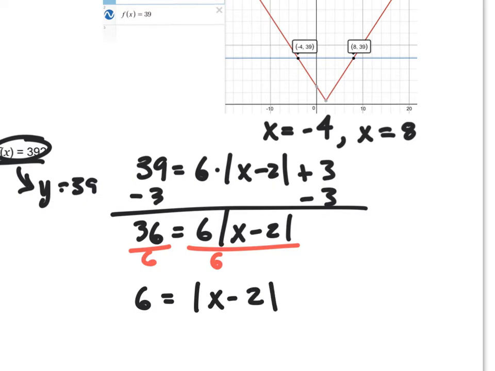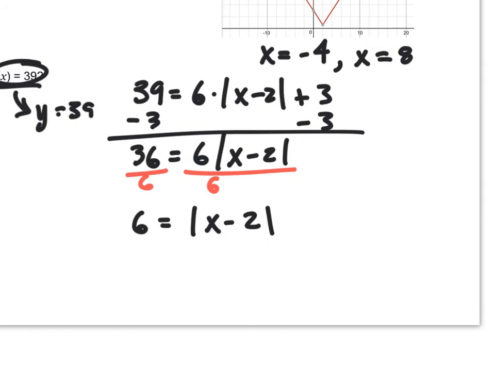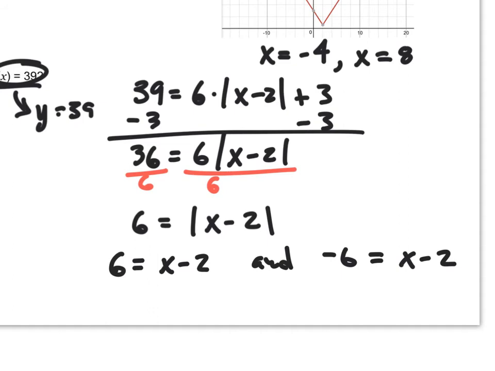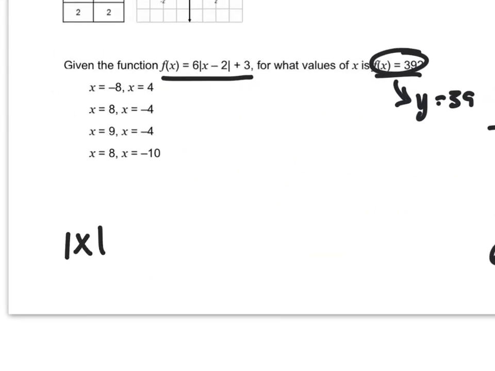Now, getting rid of the absolute value symbols at this point is kind of tricky. What you need to do to get rid of the absolute value symbol is this. You take 6 is equal to x minus 2, and you take -6 is equal to x minus 2. Here's why. If I take the absolute value of some number x and I get 6 out of it, what could x equal? x could be +6, because the absolute value of +6 is 6, or x could equal -6, because you could take the absolute value of -6 and you're still going to get 6.